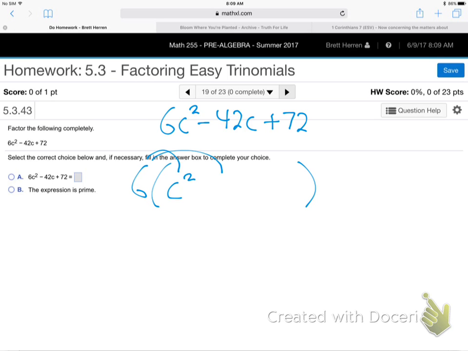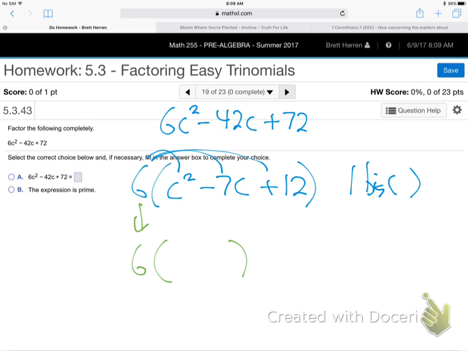6 times 7, and 6 times 12, right? So first you do the one big parenthesis. And then you do the 2. Now go on and do the new thing. Leave that 6 in the front, and now do the 2 parentheses. And you think about the multiply, add kind of thing now.